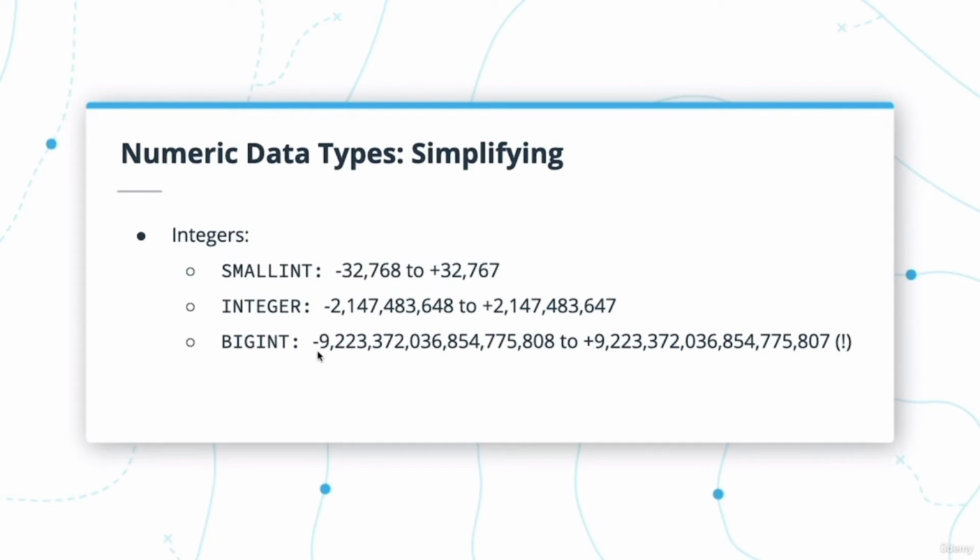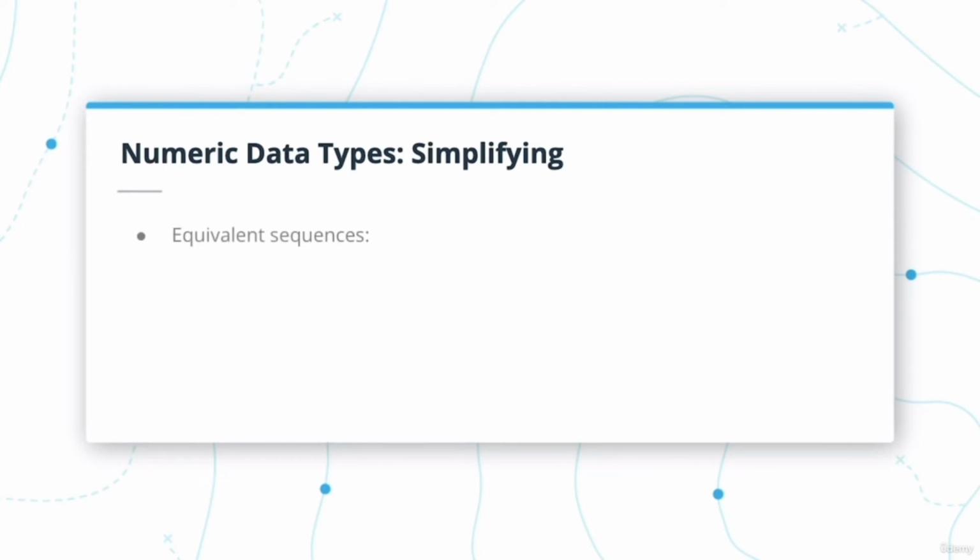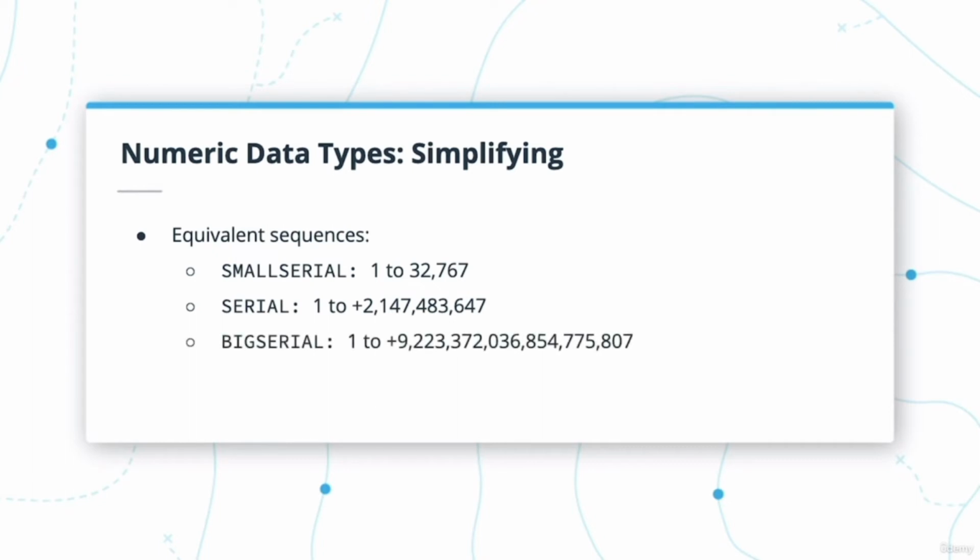Now, hand in hand with those three integer types, Postgres provides to us three sequence type of integers, which are called smallserial, which links to the smallint type, and then serial, which links to that integer type, and bigserial, which links to that bigint type. You can already see here that one of the big differences is that those numbers start at 1. There cannot be a 0 or a negative number.